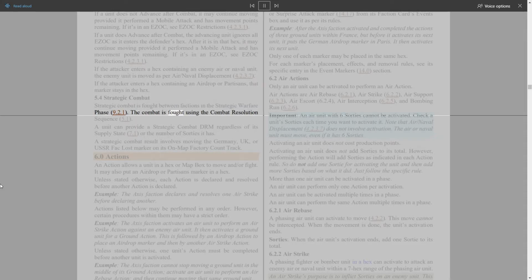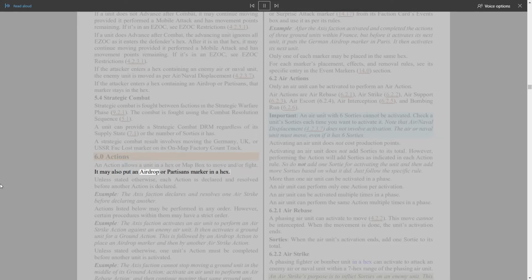The combat is fought using the combat resolution sequence of 5.1. A unit can provide a strategic combat DM regardless of its supply state per 7.1, or the number of sorties it has. A strategic combat result involves moving the Germany, UK, or USSR FAC lost marker on its on-map factory count track. 6.0 Actions. An action allows a unit in a hex or map box to move and or fight.